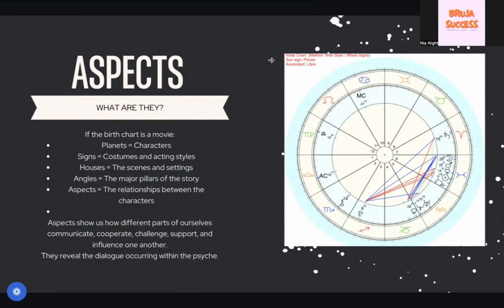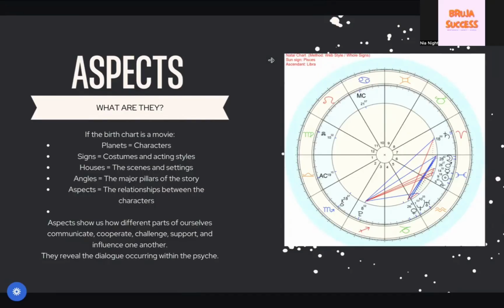You guys know I'm a shadow work person. I do a little bit of everything, but I love shadow work astrology. I love psychological astrology. Aspects are a major thing to understand and study if you want to understand the conversations going on in your psyche. That's essentially what this is.